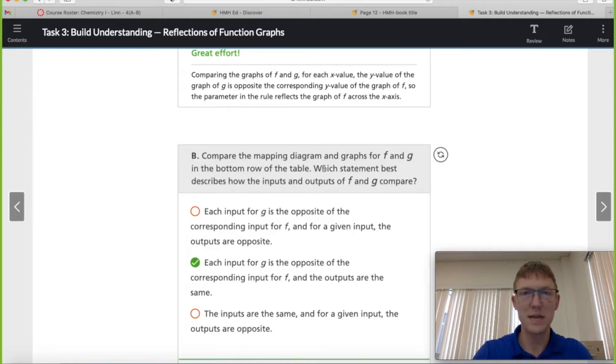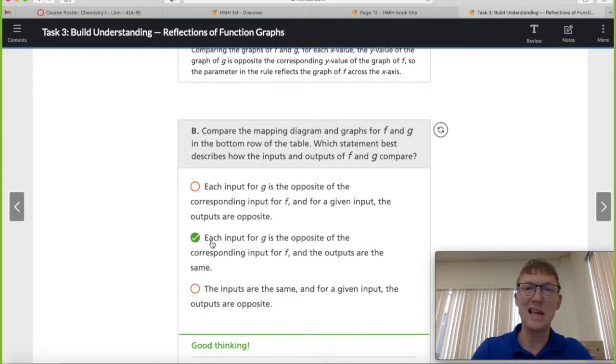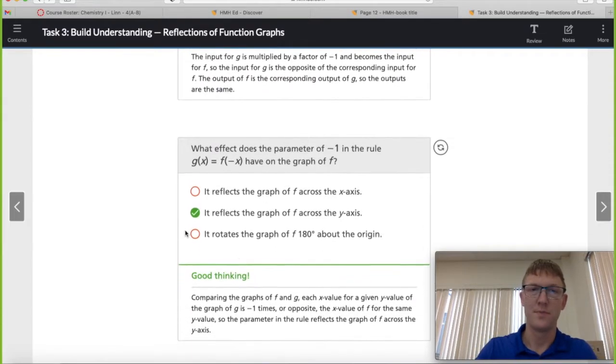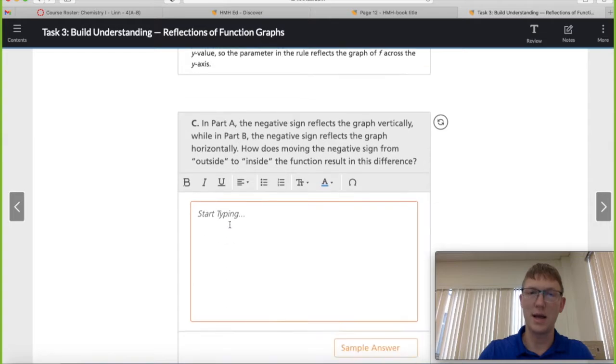The bottom row of the table, which statement best describes how the inputs and outputs of f and g compare? So the input of g is the opposite of the corresponding input of f, and the outputs are going to be the same. Again, that's the same that we've been seeing over and over again. The inputs change because we threw a negative sign inside of the function as opposed to outside of the function. And it reflects it around the y-axis.